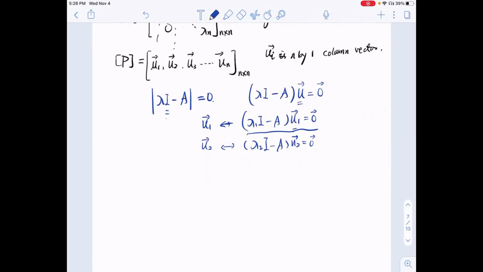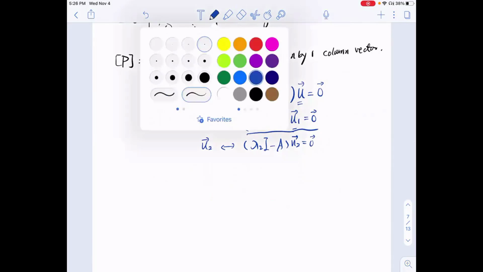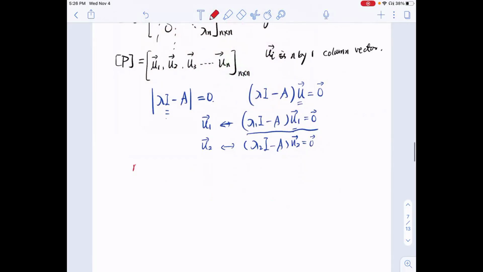Ten years ago, when I took this class, we were encouraged to solve these by hand. But luckily, because of MATLAB, you don't have to do this by hand anymore. In MATLAB, you just use the eig function. The first output is P, the second output is the lambda matrix. So you just put eig(A) in it, and it directly gives you the P and lambda.